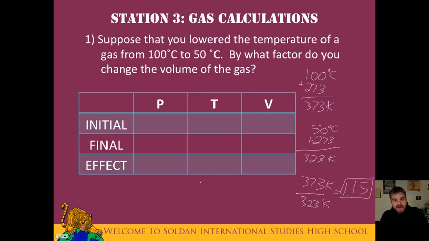Notice that if you did it with Celsius, you'd get 100 divided by 50, which is equal to 2. This would be incorrect for your factor because you have to convert to Kelvin. And so don't get tricked by this Celsius temperature scale. The factor is going to be 1.15 because you have converted to Kelvin.